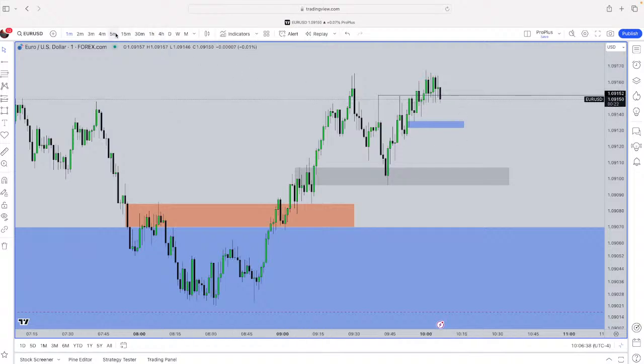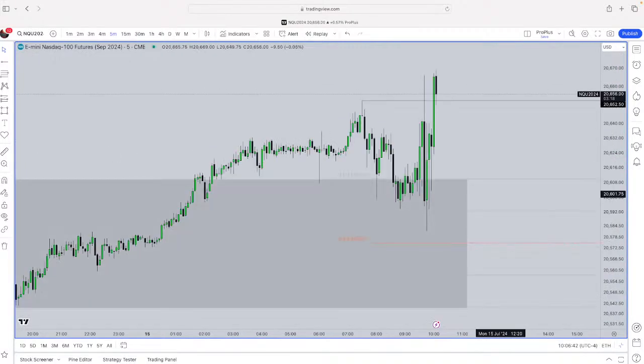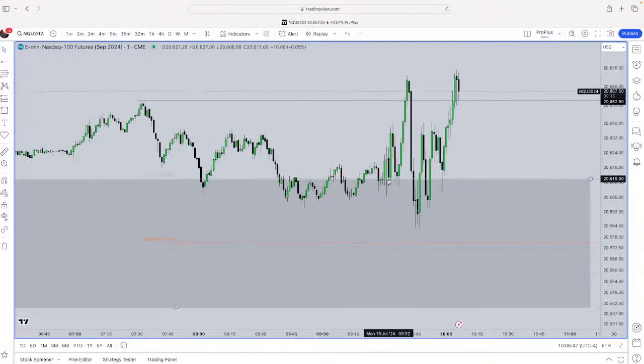Looks like nothing much is going to happen. Full euro. Nasdaq's taking out that buy side now. Can you see open here? Runs higher, so the bulls are winning. Runs lower, takes that sell side.